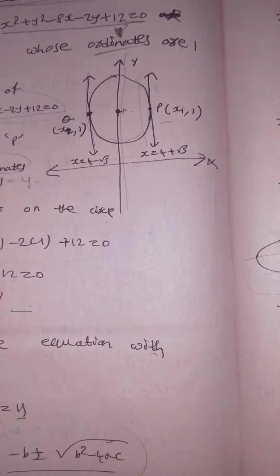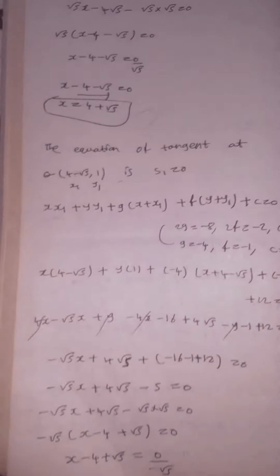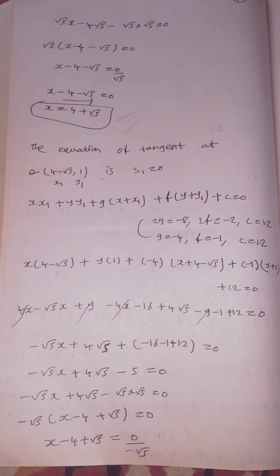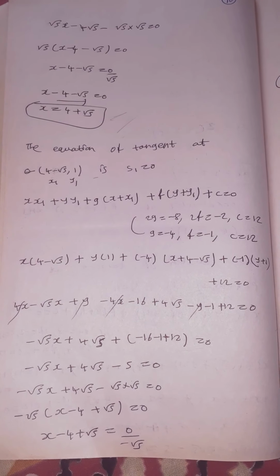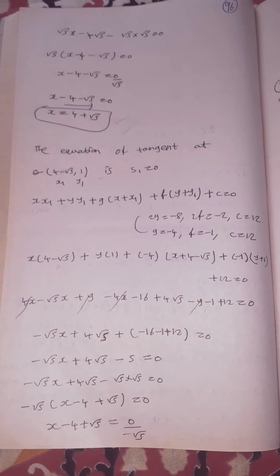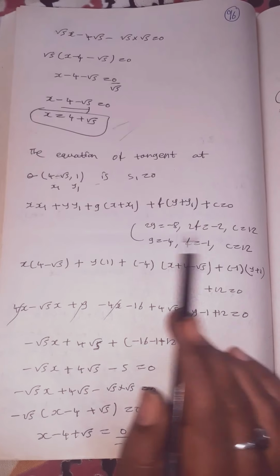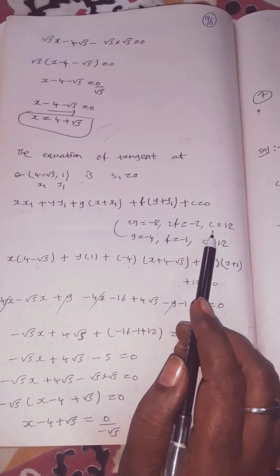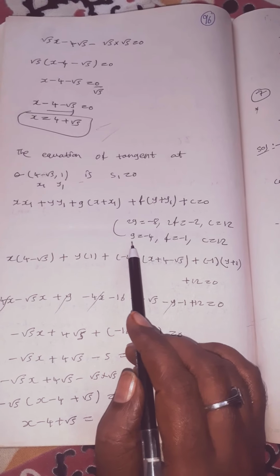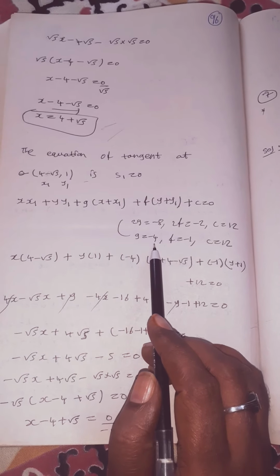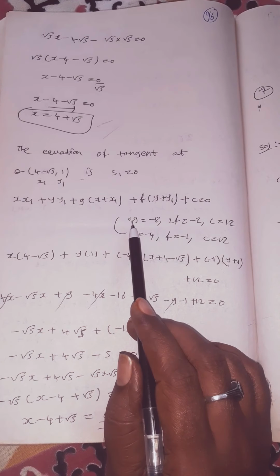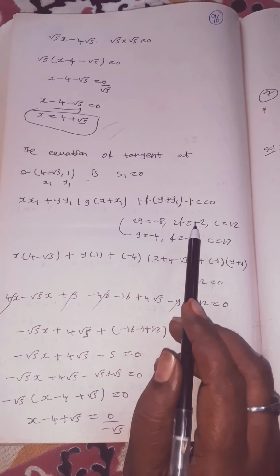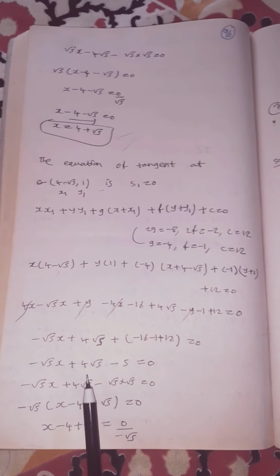Is it clear, children? Next, the equation of tangent at Q (4 minus root 5, 1) is S1 equal to 0, children. So here the same formula, and already we have seen 2g value is minus 8, 2f value is minus 2, c value is 12 in our question. So g becomes minus 4, f becomes minus 1. Why? Because here 2 times 4 is 8, and 2 times 1 is 2.